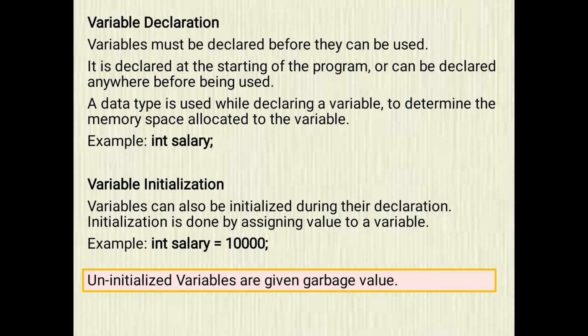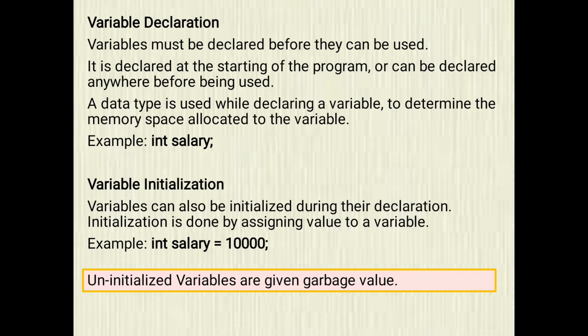So, variable declaration: how do you declare a variable? Until and unless a variable gets declared, the compiler will not allocate any memory space for it, so the program is not able to run. A variable must be declared before it can be used. Before a variable is used in the program, it has to be declared.